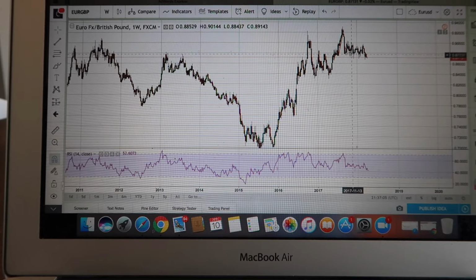We had a triple bottom right here. So we had 1, 2, 3. You guys can clearly see that. And it does look like it is trying to push up.